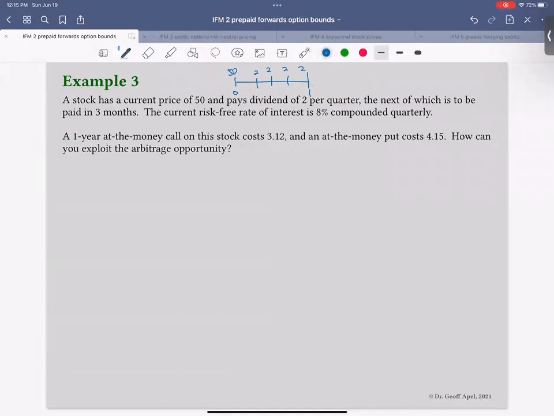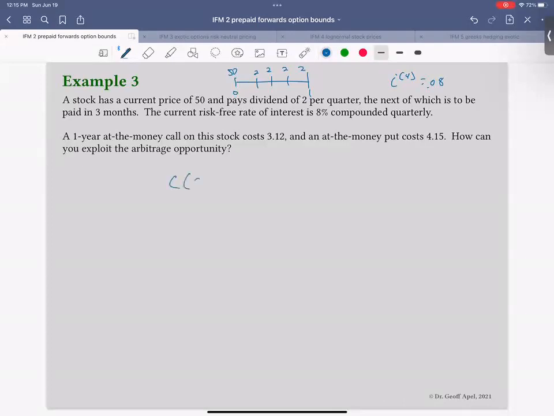Okay. And they said here, okay, it's paid through. Its current risk-free rate is 8% compounded quarterly. So i upper 4 equals 0.08. Nice. And they said a 1 year at the money call costs 312 and an at the money put costs 415. How can you exploit the arbitrage opportunity? All right, well, okay, I guess I'm not really sure what to do here, but they did give me a call and a put with the same strike. So totally that's put call parity. So let's see what that gives us.